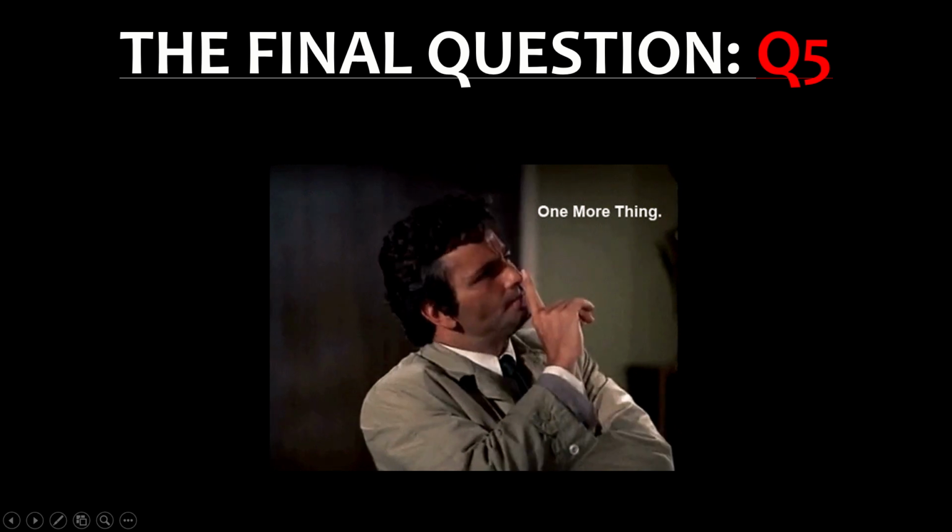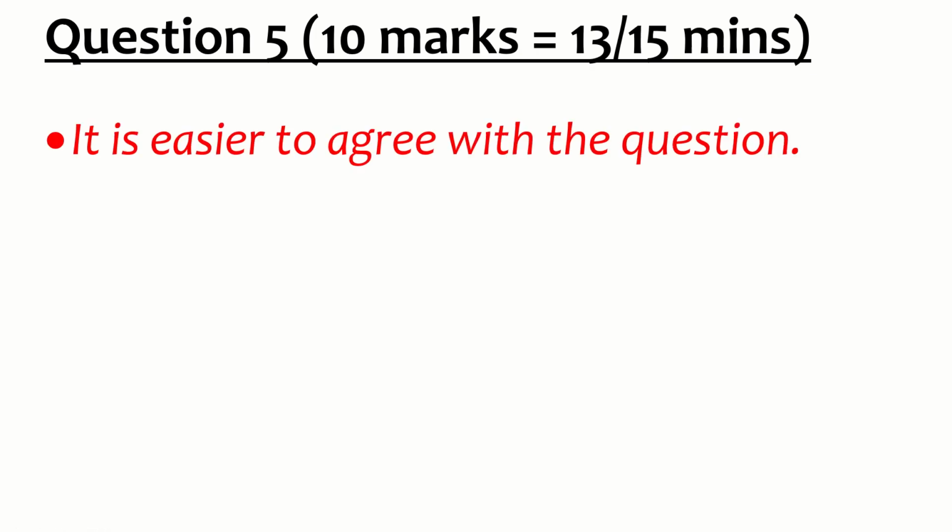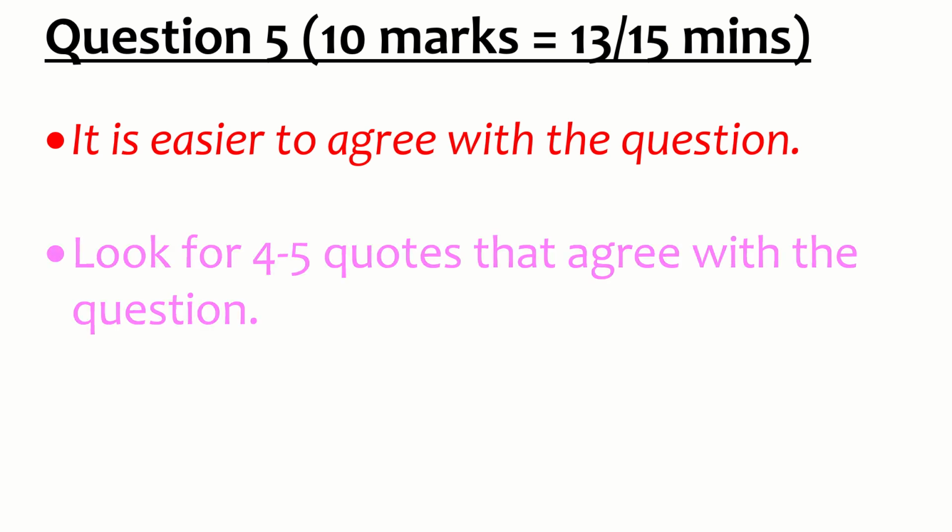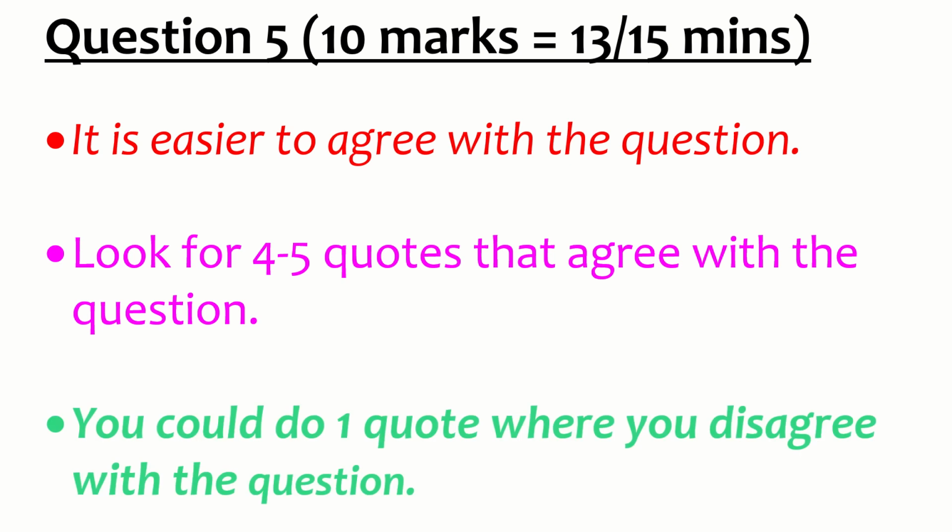Okay, last question, question 5. Question 5 will be a statement. For example, it will say something like, a student will say, I think the character is very sympathetic. And then basically you agree with that and try to find 4 or 5 quotes. So it's easier to agree with the question. Look for 4 or 5 quotes that agree with the question, and then you could look for 1 quote where maybe you disagree with the question.